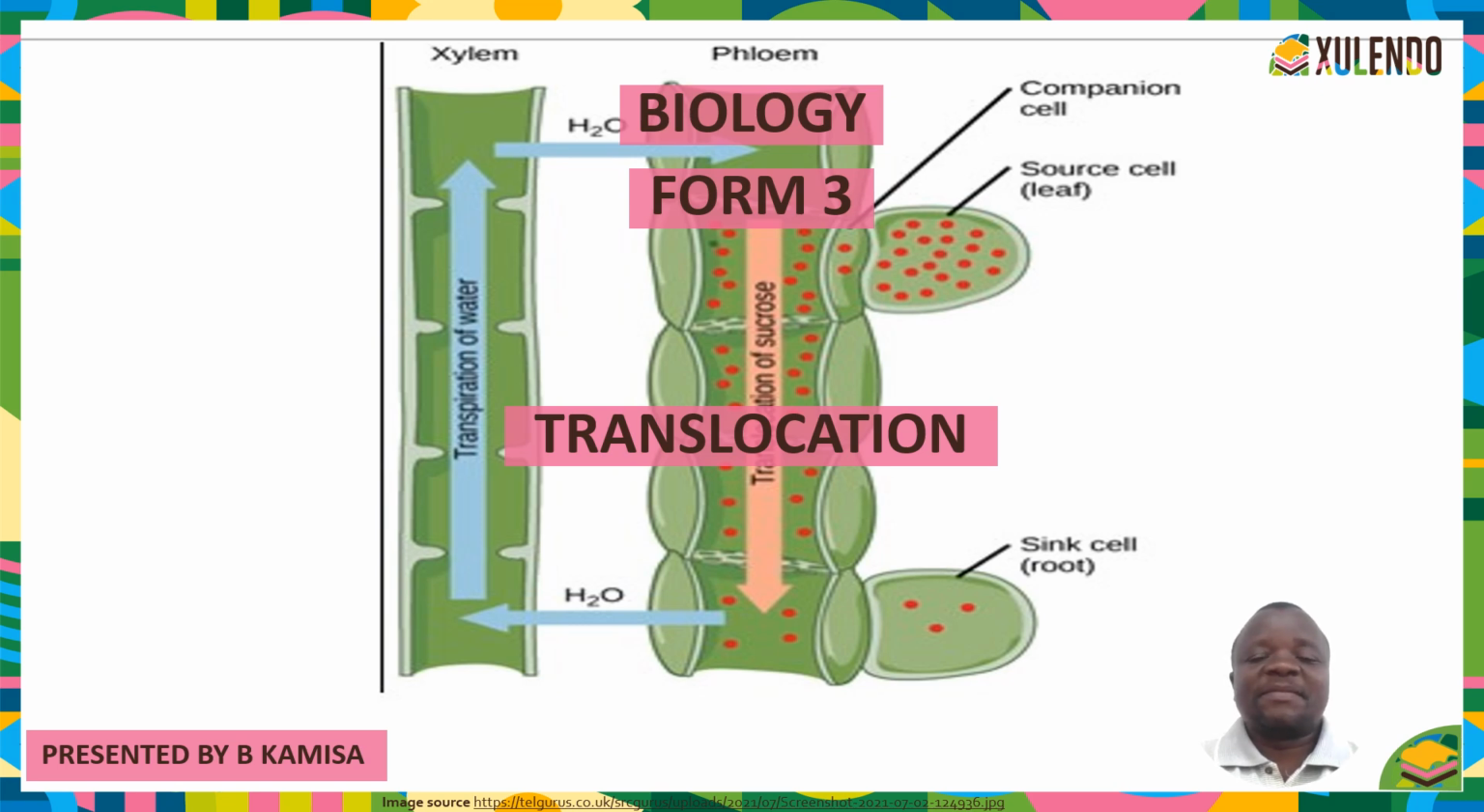As you can see, the picture is really depicting what translocation is all about. You can see the source of the cell, the leaf, the companion cell, and the substance, which is sucrose, moving from there. We can also see water moving within. So you can define from there. Let us understand the definition of translocation in the next slide.